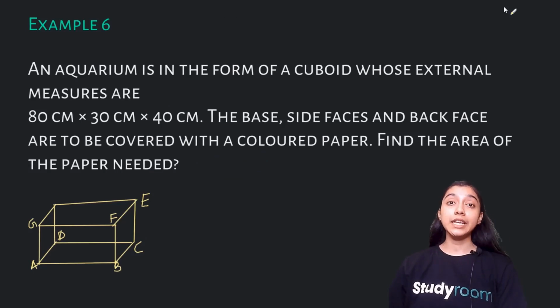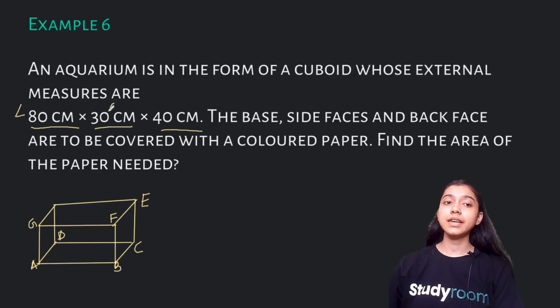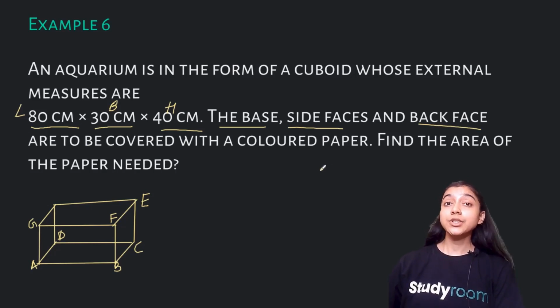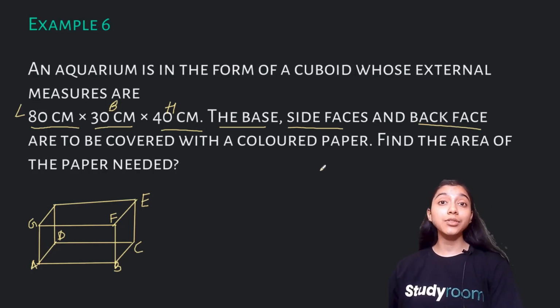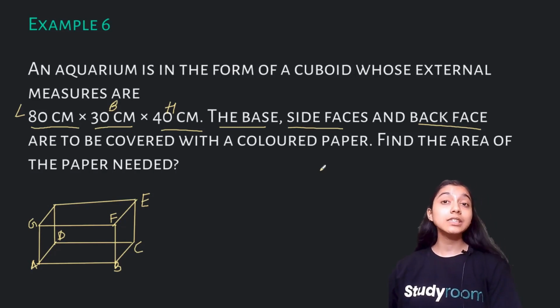Now we have been given another question, that is, an aquarium is in the form of a cuboid whose external measurements are 80 centimeters, 30 centimeters and 40 centimeters. So let us take length as 80, breadth as 30 and height as 40 centimeters. Now the base, side faces and back face have to be covered with colored paper. We have to calculate the area of the colored paper required. So we have to leave behind the top face and the front face uncovered.